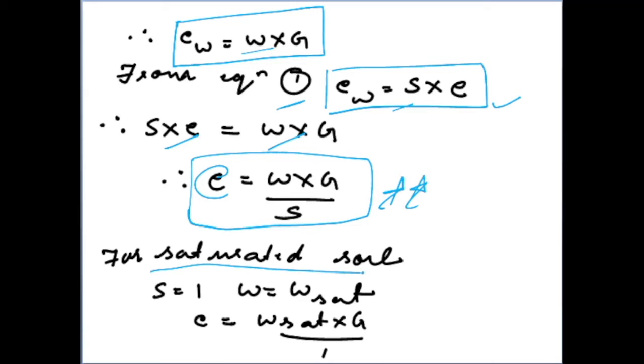Now coming to a saturated soil sample. Saturated is nothing but it is wet soil. So whenever the soil is wet, that means degree of saturation is 1 and W becomes W saturated. So the equation changes to e is equal to W saturated into G divided by 1. Okay, this is to be applied whenever it is a saturated soil sample.